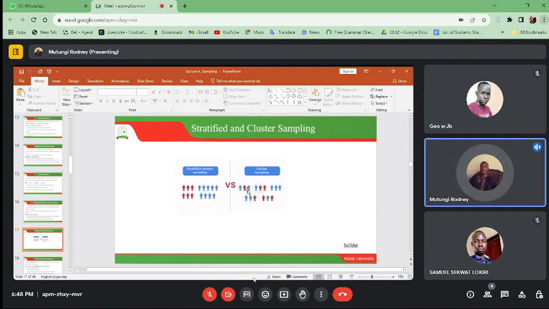While in cluster, you have your clusters naturally occurring, and then you pick either this and this, and then you include all of them in your sample, okay? So that is the difference between stratified and cluster.